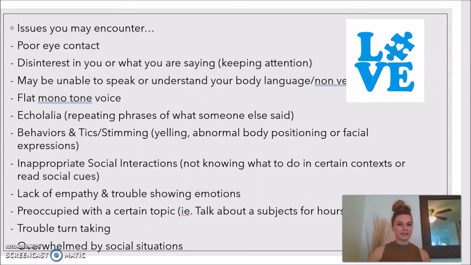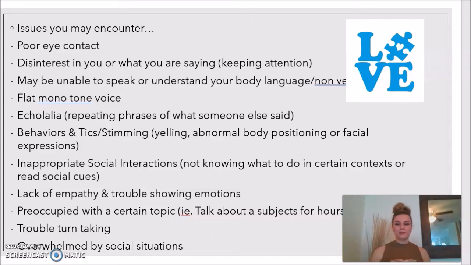Other things that might happen is they might have inappropriate social interactions, so not knowing what to do in certain contexts, not being able to read those social cues in a room. So, for example, if we're sitting in a classroom, they might not know that you have to stay seated the whole entire time, and they might just all of a sudden get up and start running around the classroom because they're just not reading the room. They can't read the room like we all do, and those unwritten rules of a classroom.